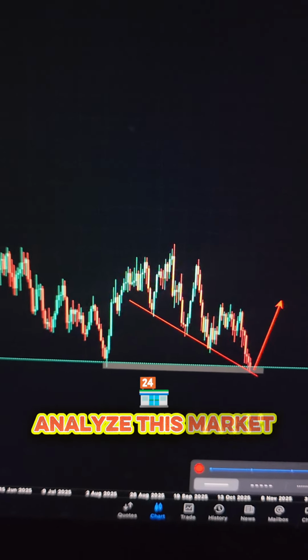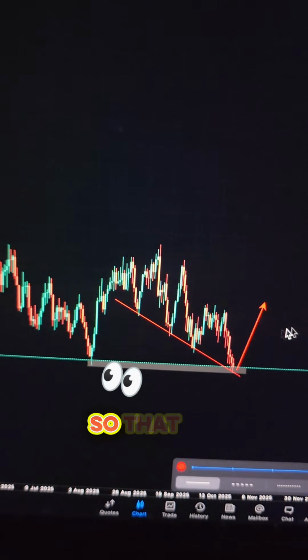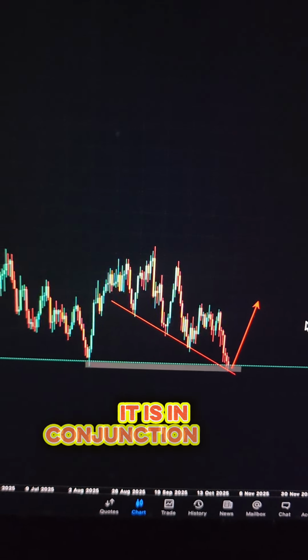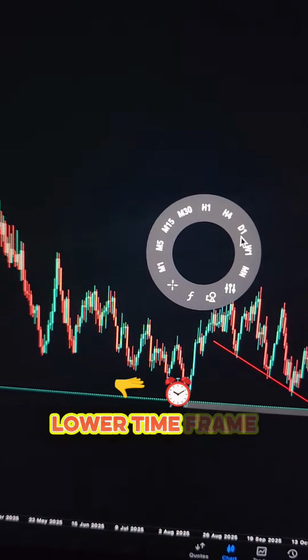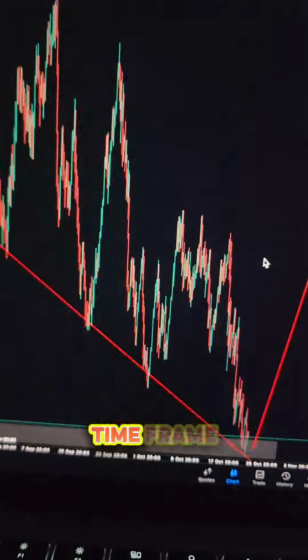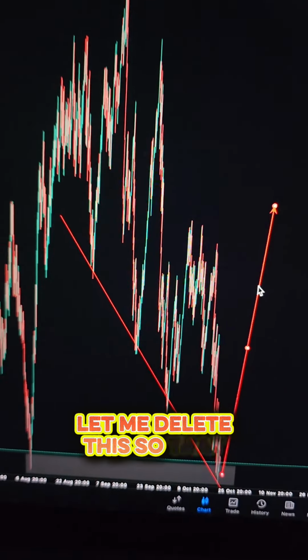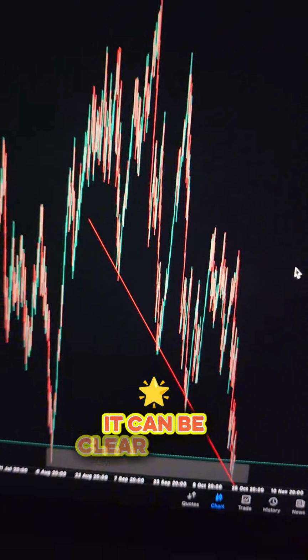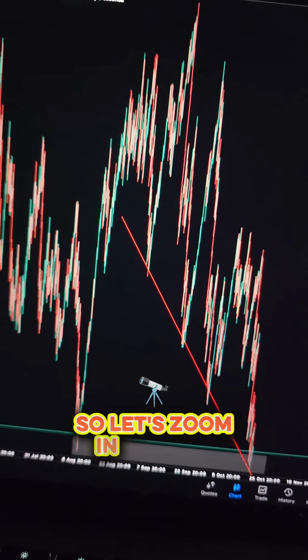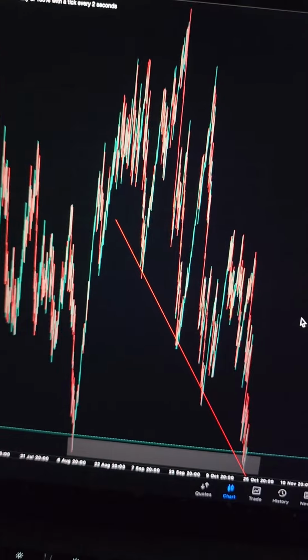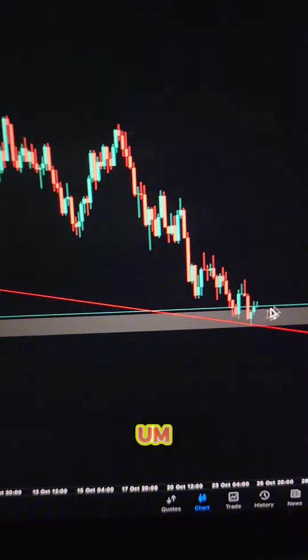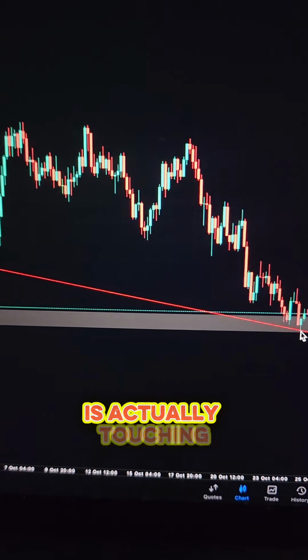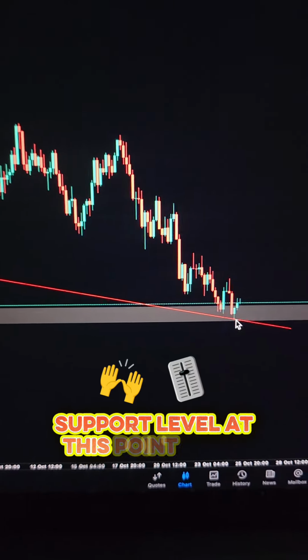It is going to buy in the daily time frame, but then we are going to analyze this market in lower time frames so that we can see if it is in conjunction with the bigger time frame, right? So let's move on to a lower time frame, right? Let's move on to the 4-hour time frame, right? Let me delete this so that it can be clear to you, right? Let's zoom in so that you can see, right? At this point you can see that the market is actually touching this support level, right?